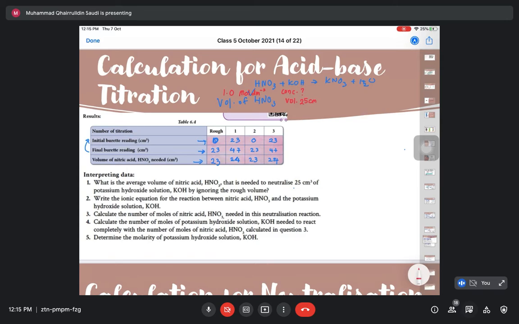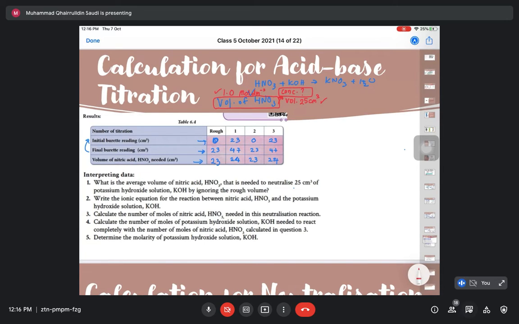Right. This is from yesterday, last class, okay? So now, we know the molarity of nitric acid, we know the volume of potassium hydroxide. Our aim is to find the concentration of potassium hydroxide. But the information that we got from the experiment is the volume of nitric acid. So we have to calculate, using this information, to get the concentration of potassium hydroxide. Okay, so now we are going to do it step by step.